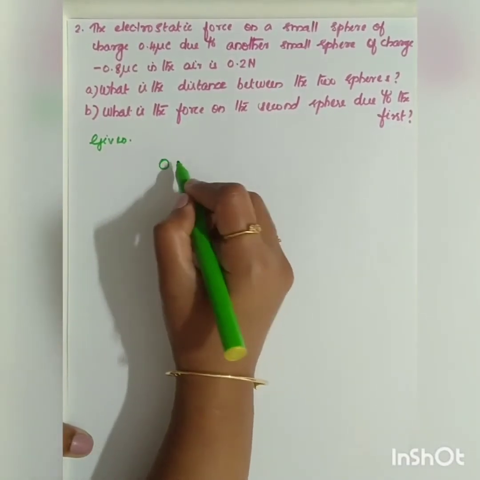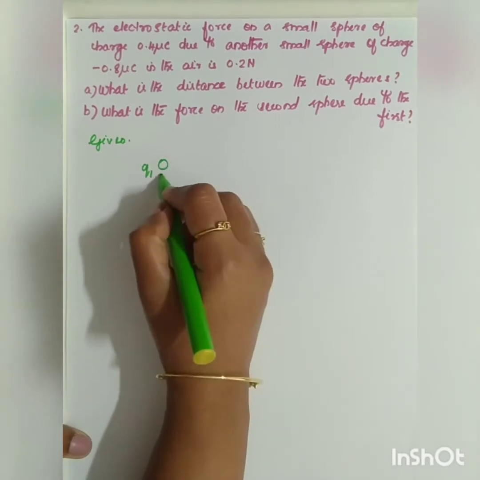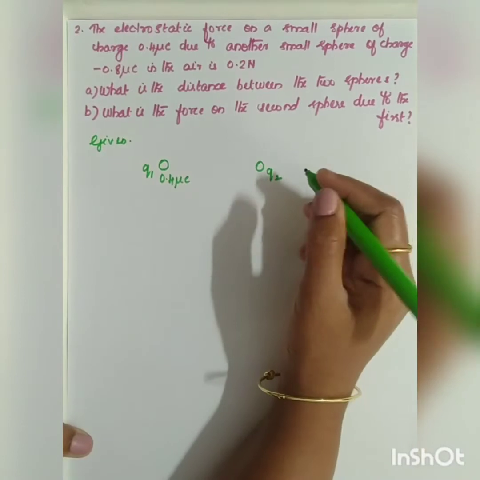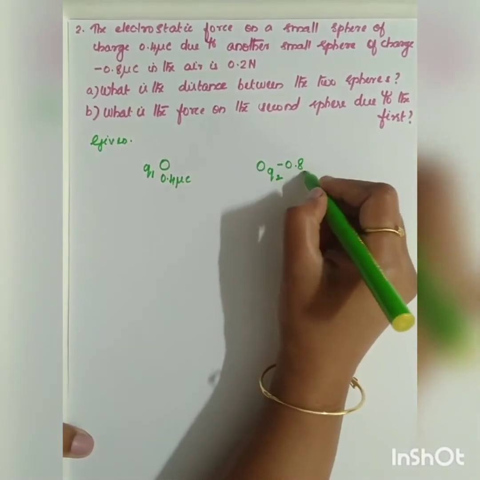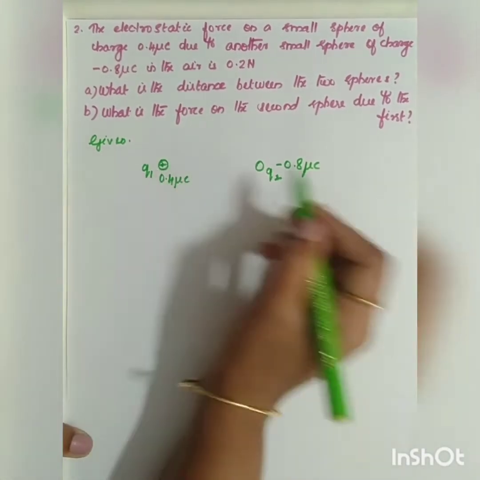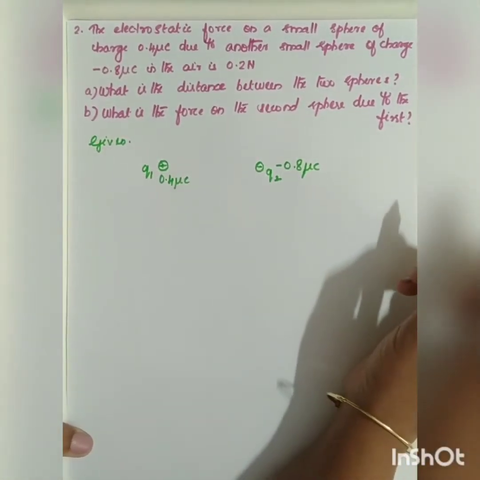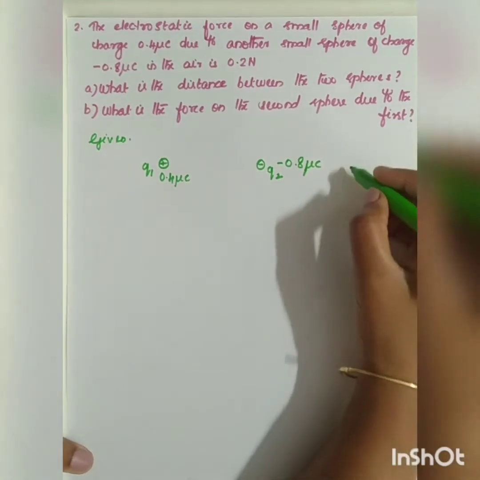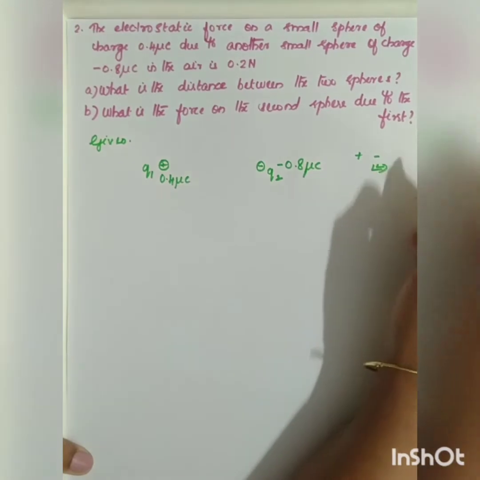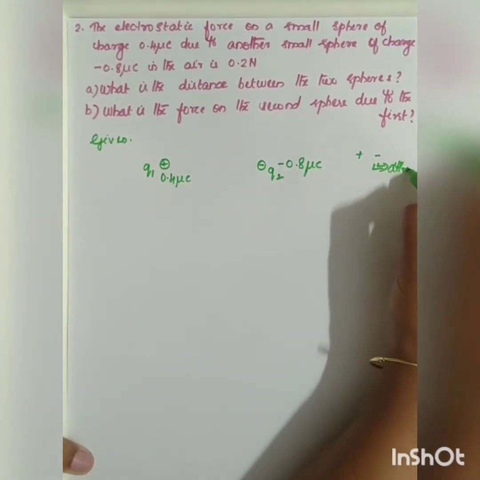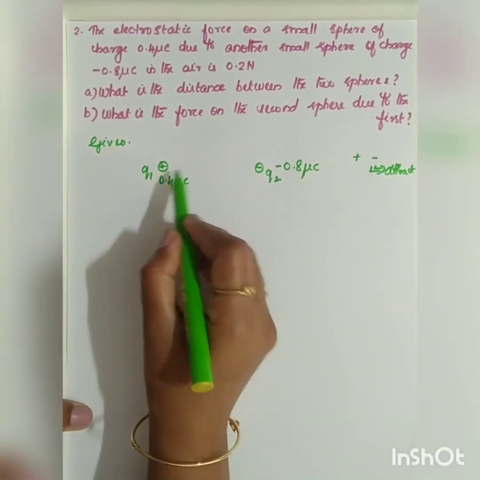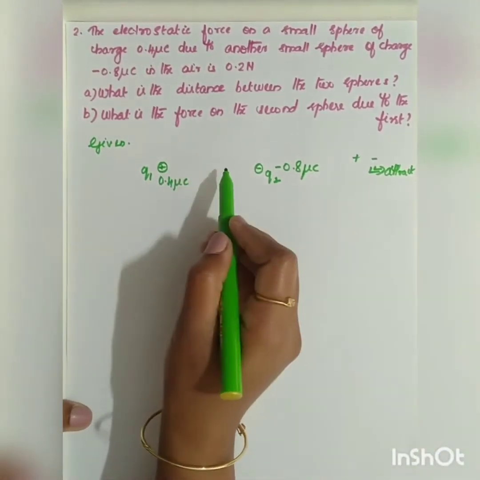The first charge, let me take it as Q1. Q1 is 0.4 microcoulomb. So what is Q2? Q2 is given as minus 0.8 microcoulomb. Okay, so here it is plus, here it is minus. So the first charge is going to be positive and the second charge is going to be negative. By the law, you know that positive and negative charges will attract. They will attract each other. The force between these two charges will be an attractive force.